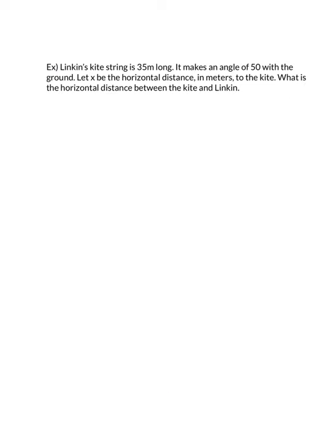The first example that we're going to be doing today is Lincoln's kite string is 35 meters long. It makes an angle of 50 degrees with the ground. Let x be the horizontal distance in meters to the kite. What is the horizontal distance between the kite and Lincoln? The first thing that we need to do every single time is draw a picture of what's going on. So I'm going to be drawing Lincoln, first of all, flying a kite.